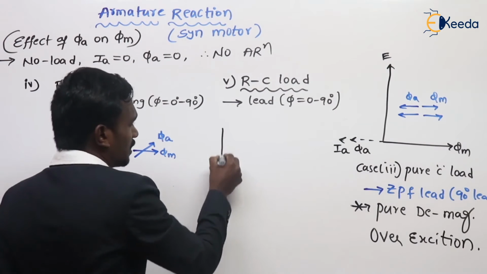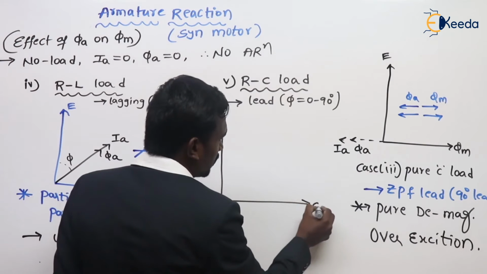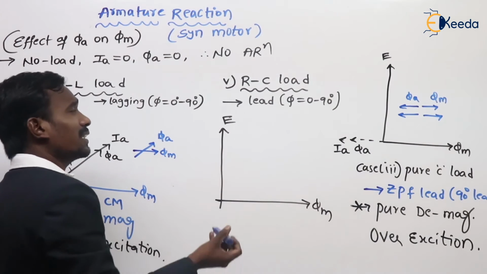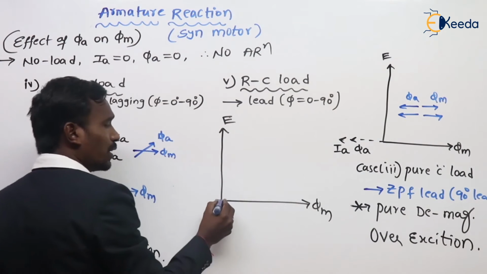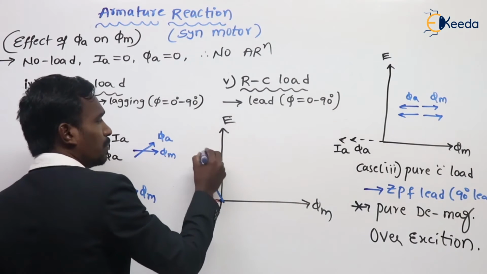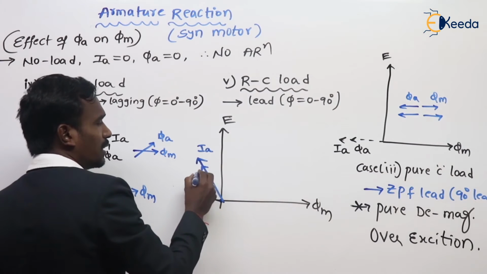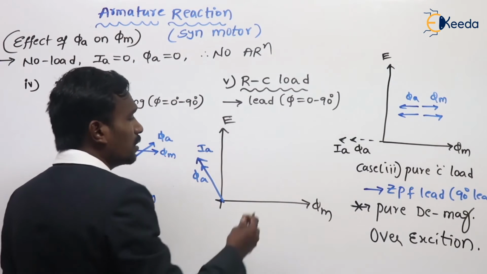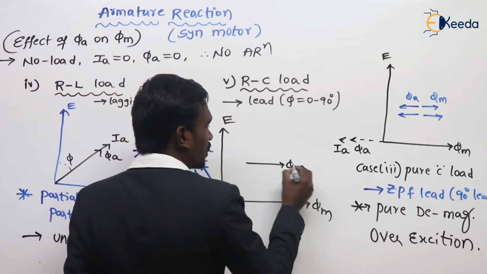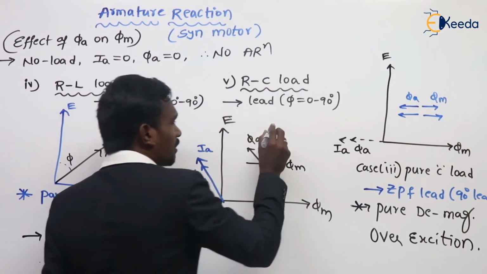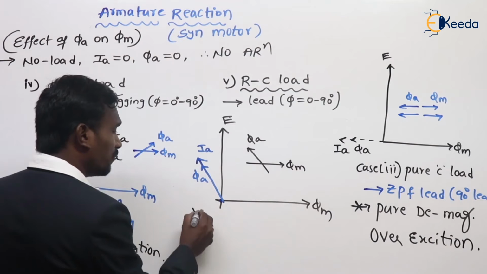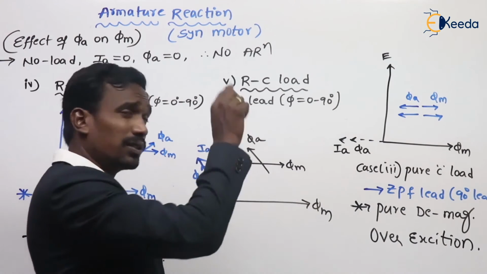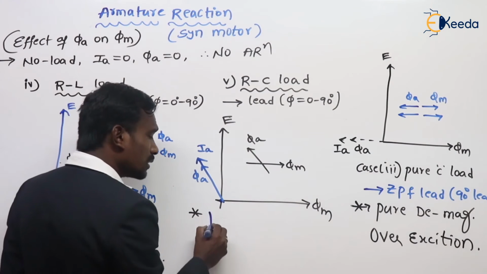For the diagram, see here, this is my main field flux and this is my EMF, between 90 degrees and 0 degrees. For example, my armature current is here as well as my armature flux is here. Observe, this is the main field flux direction and this is the armature flux direction. Then what is the effect of armature reaction here? Some part is in the opposite direction, some part is crossing.